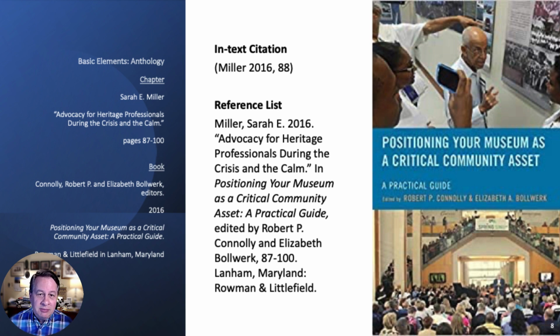So you want information about the chapter. In this case, we have a chapter here written by Sarah Miller called Advocacy for Heritage Professionals During the Crisis and the Calm. And it's pages 87 through 100 in the book.